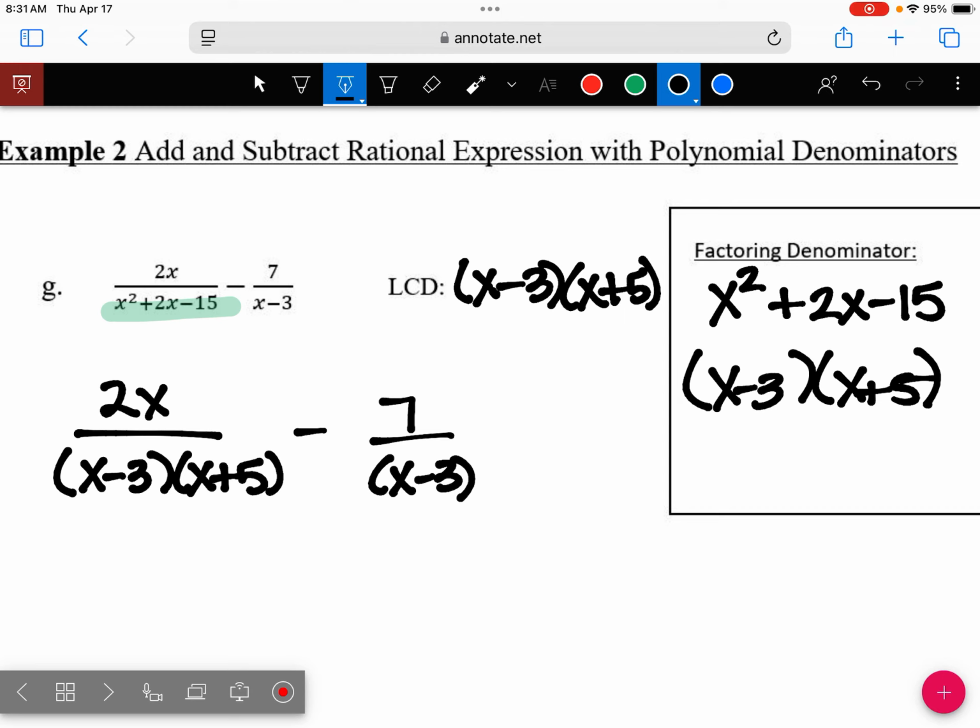All right, show me with your fingers, which fraction do I have to multiply? 1 or 2? Yep, it's the second one. The second one is missing the x plus 5.